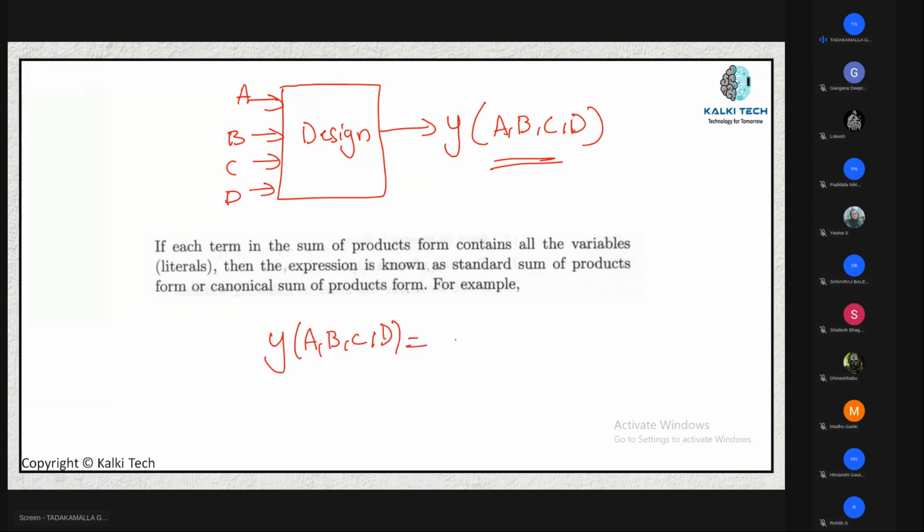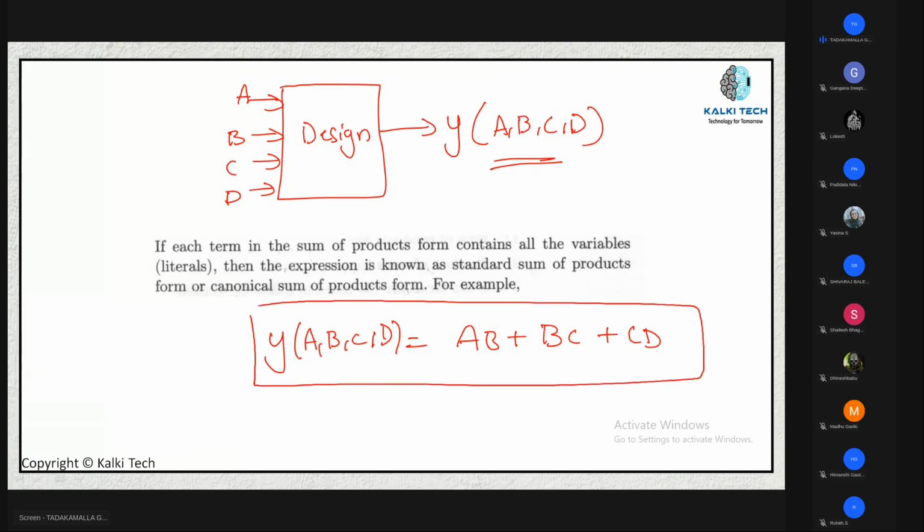The expression, let's say, if it is in sum of product terms, so let's say AB plus BC plus CD. So this is in which form? SOP form or POS form? It is in SOP form.